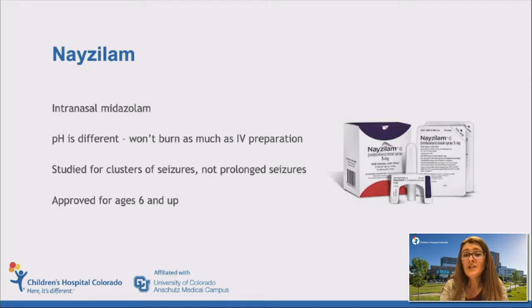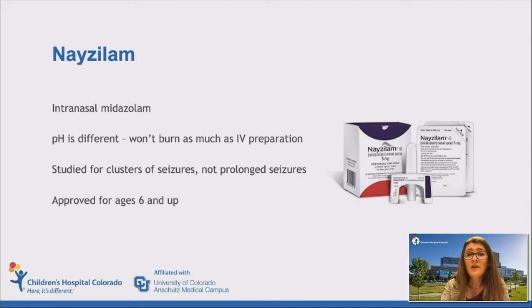The Nasolam preparation comes in a nicely packaged nasal spray, so you don't have to draw up the medication as you needed to with the IV preparation that we were using before. So that is very nice, particularly in the midst of a seizure when things can feel very flustered. The other important difference is that the pH is different in the Nasolam preparation than it is in the IV preparation. And so it doesn't burn the nose as much, which definitely was an issue with the IV preparation, that it can kind of sting like pool water when it goes in the nose. And this does not have that sensation. So that's another plus for this preparation.